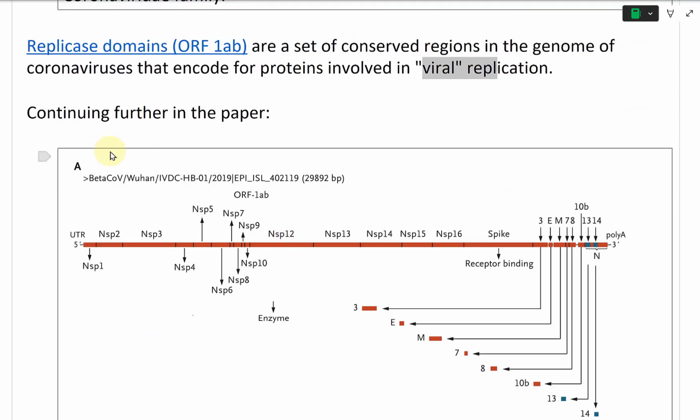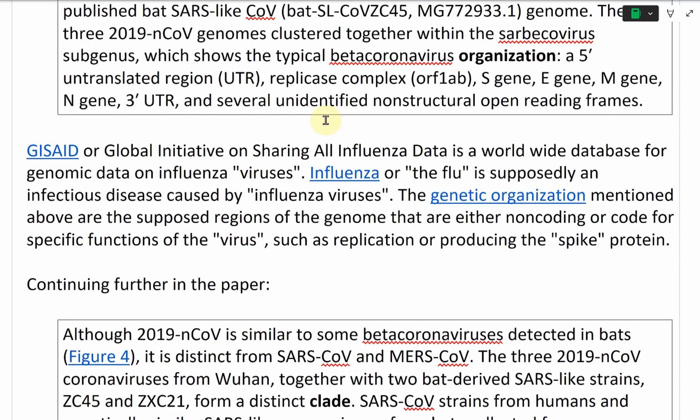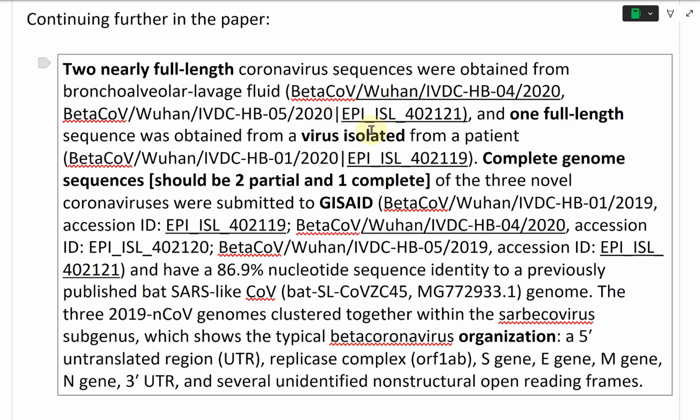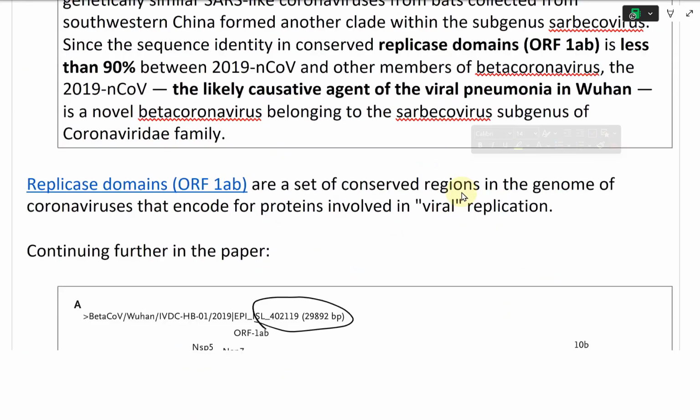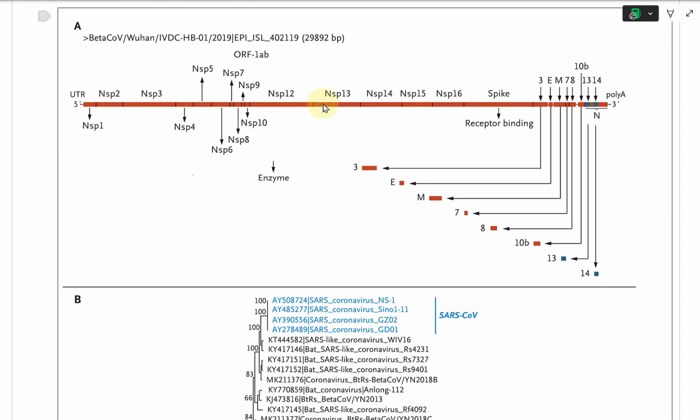All right, continuing further in the paper, and so here's how the whole genome setup looks like. This is the BetaCoV 402119 with 29,892 base pairs. Where's that number? This is right here. 402119. So that's the number 402119. And there's the base pairs all there.